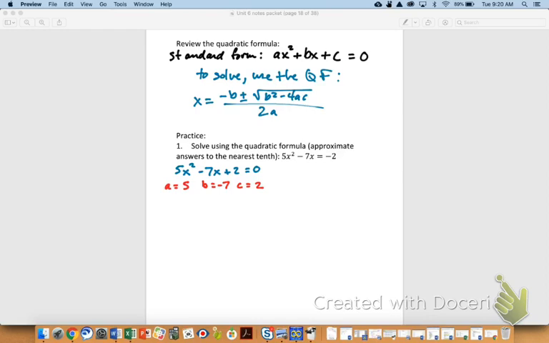All together. Ready? 1, 2, 3, go. X equals negative B plus or minus the square root of B squared minus 4AC all over 2A.